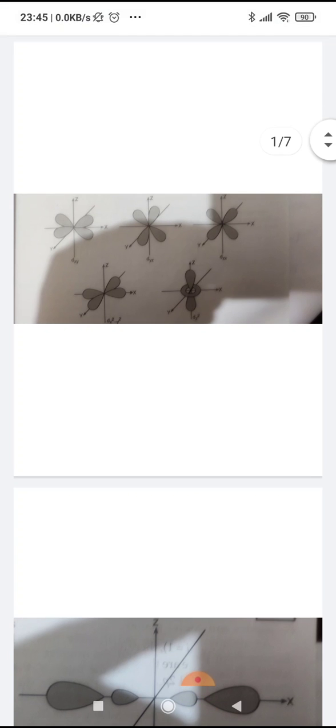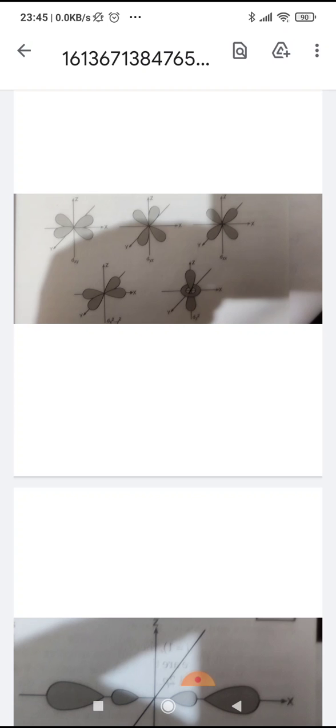Three of these orbitals, that is dxy, dyz and dzx, are similar, and each consists of 4 lobes of high electron density lying in the xy, yz and zx planes respectively. These lobes lie in between the principal axes, making an angle of 45 degrees with the two axes. For example, in the case of the dxy orbital, the 4 lobes lie in the xy plane in between the x and y axis.